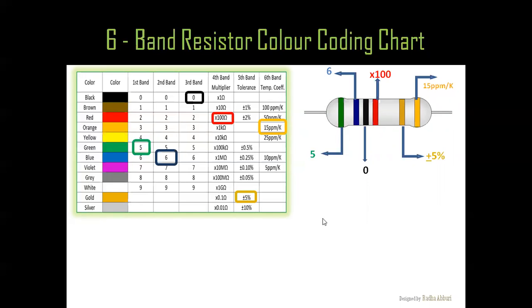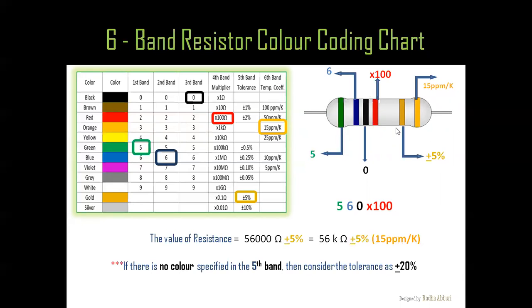Now combining all these, you get the value of the resistor once again. The value of the resistor is 56,000 ohms or 56 kilo ohms plus or minus 5%, having the temperature coefficient as 15 ppm per degree Kelvin. Now again, if you don't have any color specified in the 5th band, you will have to consider the tolerance as plus or minus 20%.